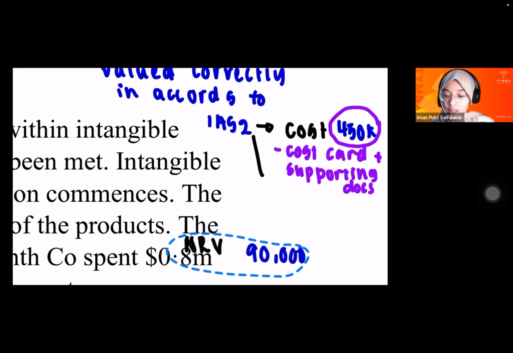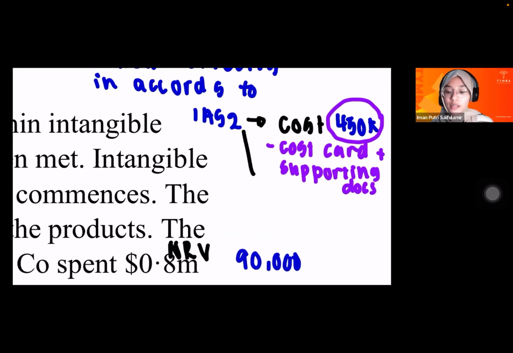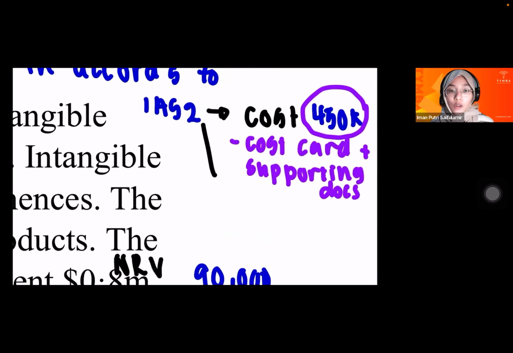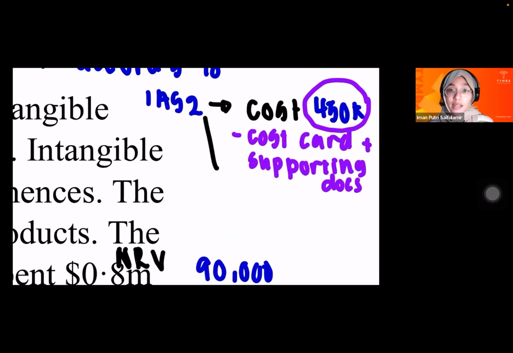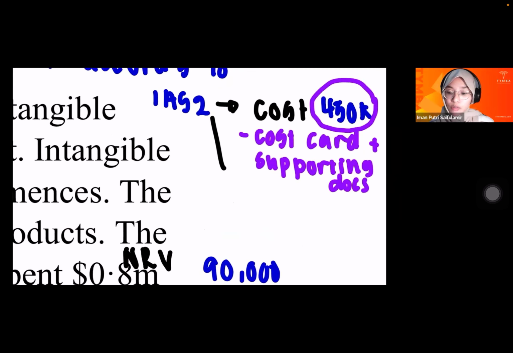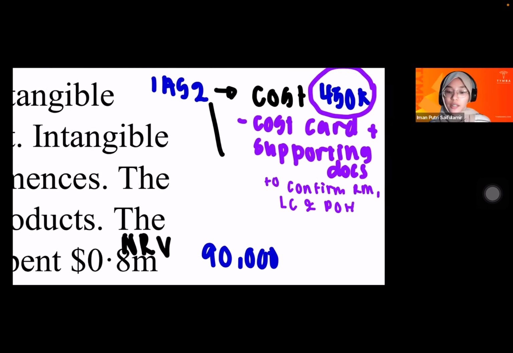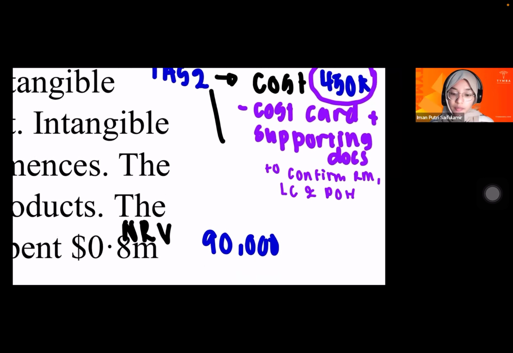Agree the cost of the Crocus product of 450,000 to cost card and supporting documents. Maybe you can say such as the purchase invoice to confirm raw material, labor costs and production overhead. So another thing just now is on the NRV.